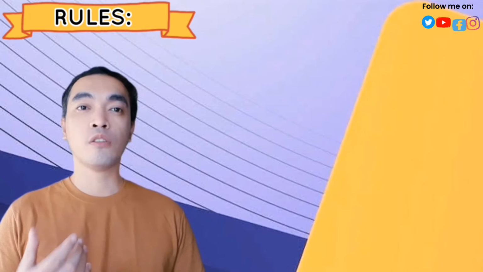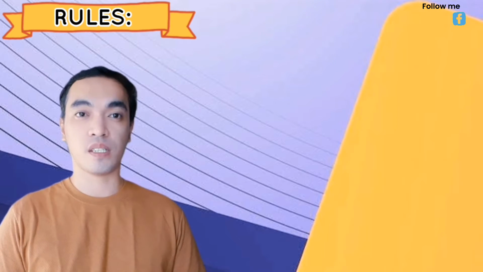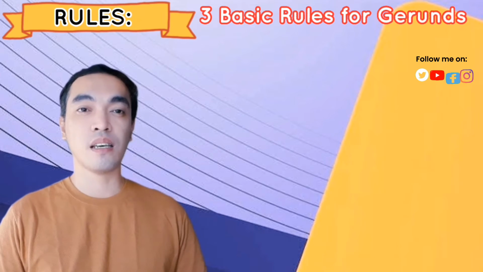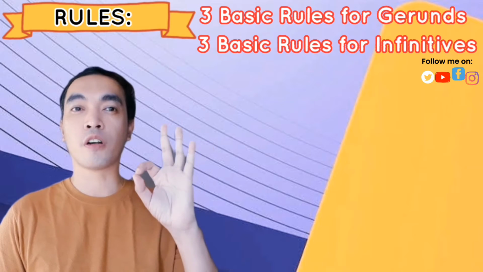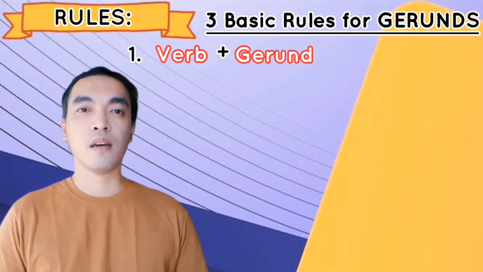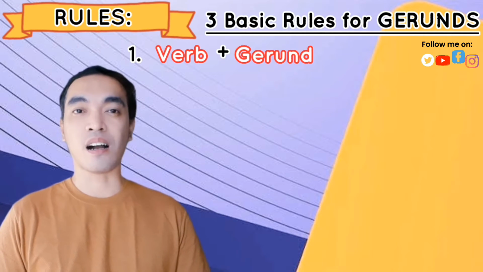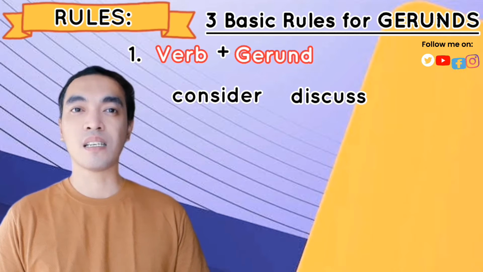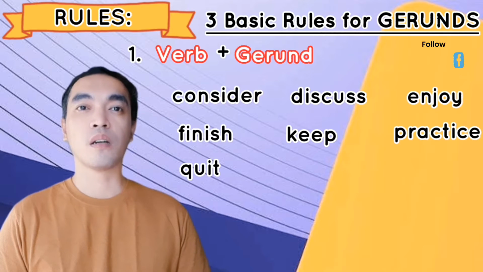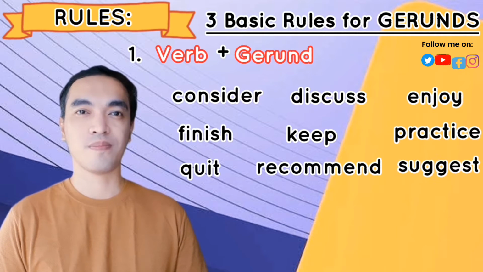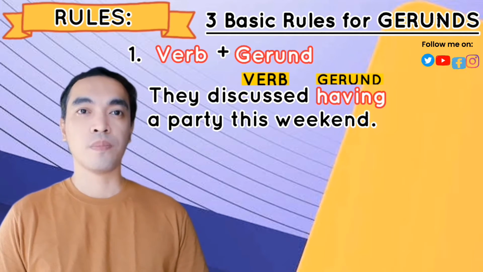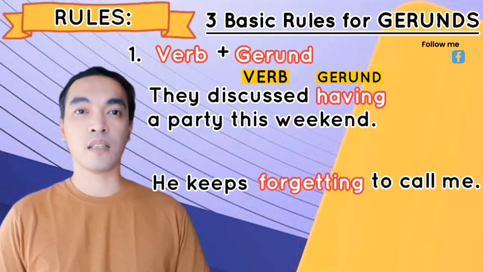How do we know when to use gerunds and infinitives in English? There are 3 basic rules for gerunds and 3 basic rules for infinitives. Some verbs are always followed by a gerund. Common verbs followed by a gerund are consider, discuss, enjoy, finish, keep, practice, quit, recommend, and suggest. For example, they discuss having a party this weekend. He keeps forgetting to call me.